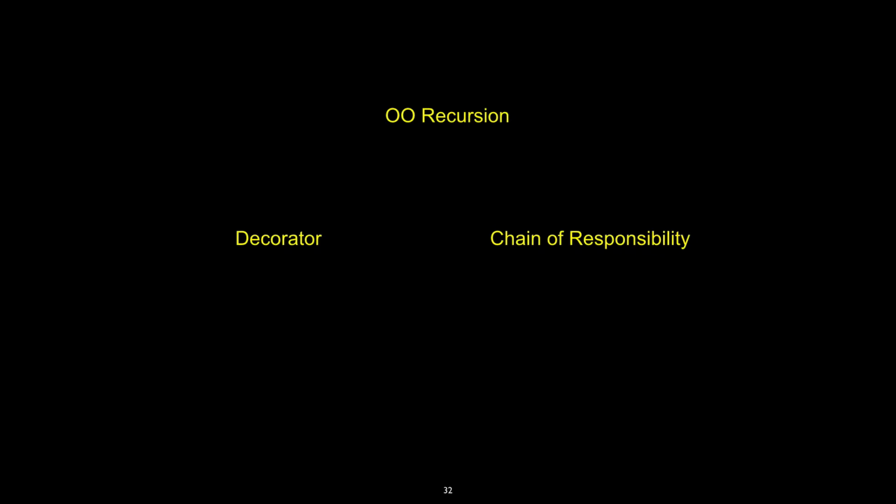So what's the difference between object recursion and chain of responsibility? Yeah, I mean, in chain of responsibility, we're not guaranteed that we'll handle a message, whereas with object recursion, it's like recursion, what's our base case, right?